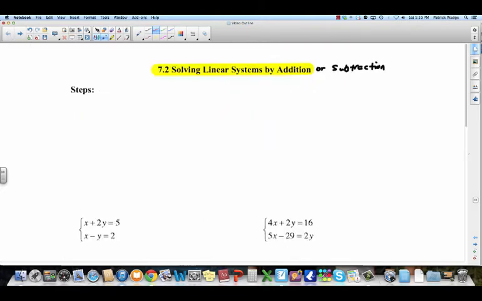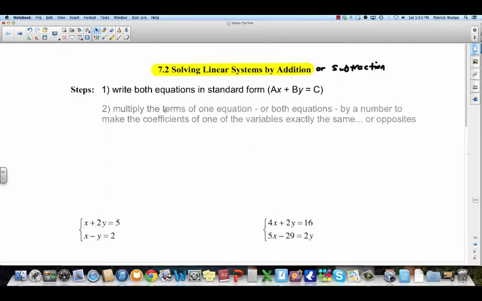Okay, so here are the steps. It's a lot to write, so I'll write them quickly. Step 1: write both equations in standard form. Standard form, you know, is ax plus by equals c. Step 2: multiply the terms of one equation, or both equations, by a number to make the coefficients of one of the variables exactly the same, or opposites. That is so confusing, but once you see it, you'll get it.